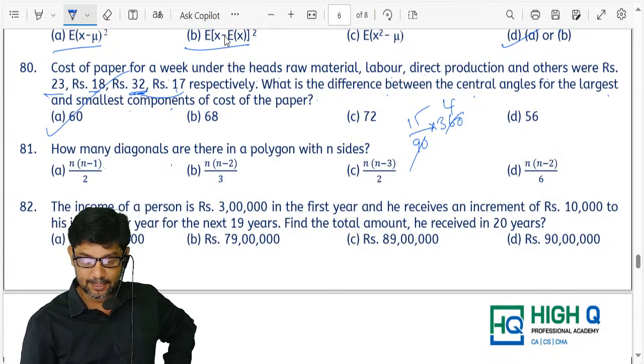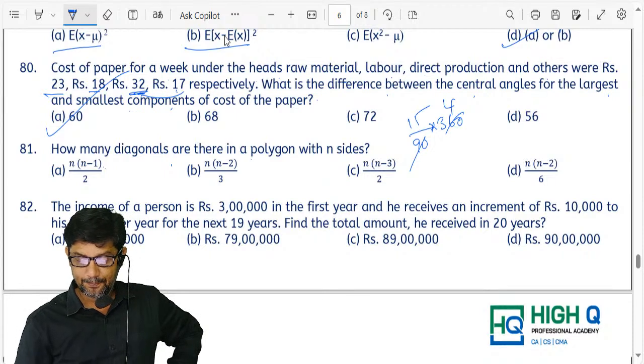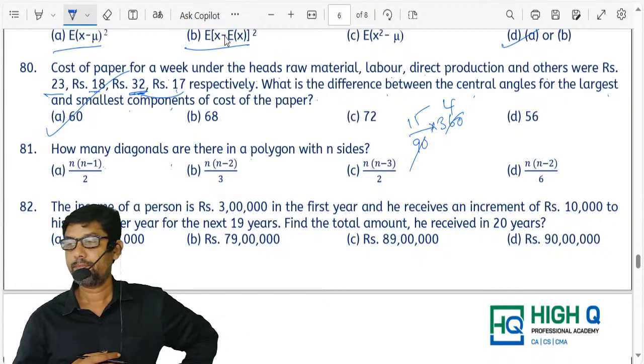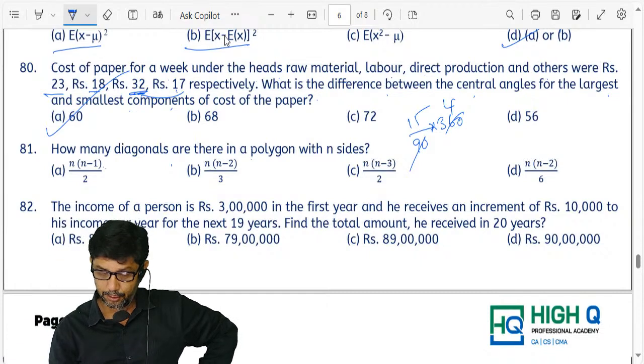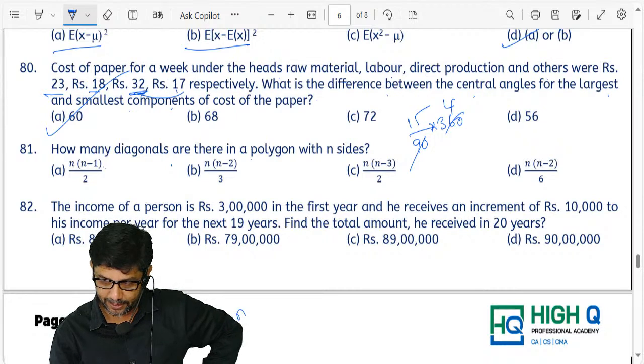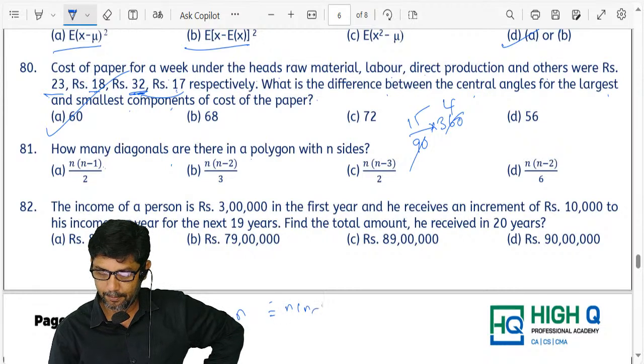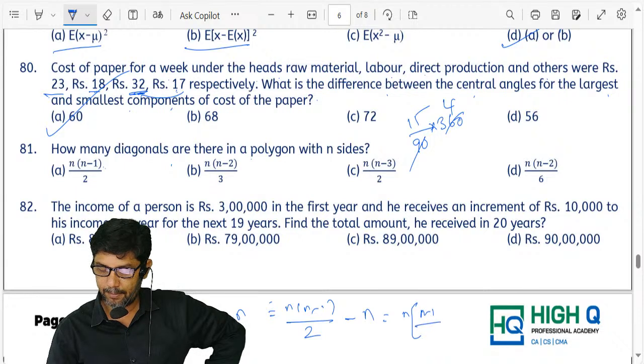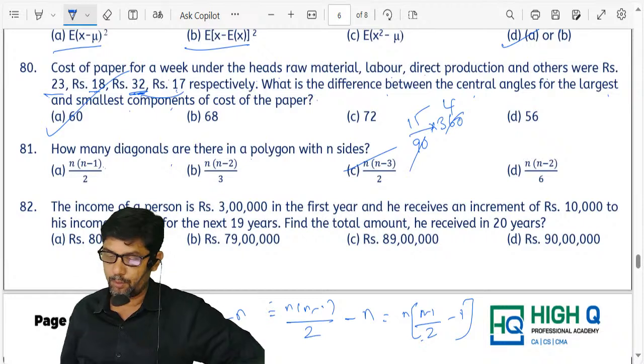How many diagonals are there in a polygon with n sides? Option? Are you sure? nC2 minus n is number of diagonals in a polygon, right? n into n minus 1 divided by 2 minus n, which is equal to, if I take n outside, n into n minus 1 by 2 minus 1, n into n minus 3 divided by 2.